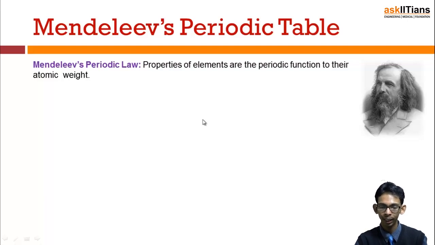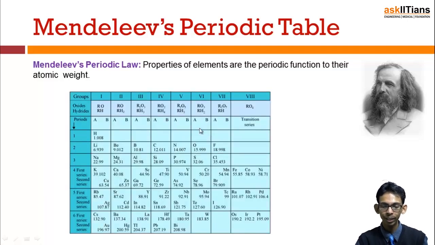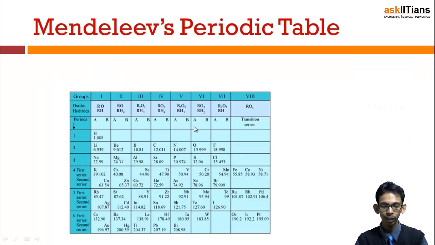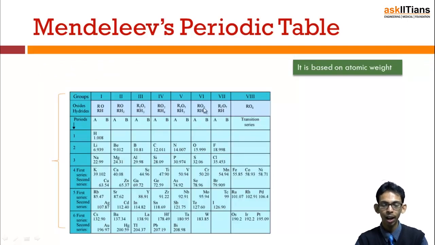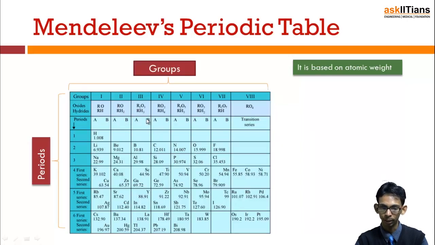Based on this law, Mendeleev proposed a periodic table in which he arranged the elements in increasing order of their atomic weights. His periodic table was obviously based on atomic weights, and it had some horizontal rows, known as periods, and some vertical columns, known as groups.